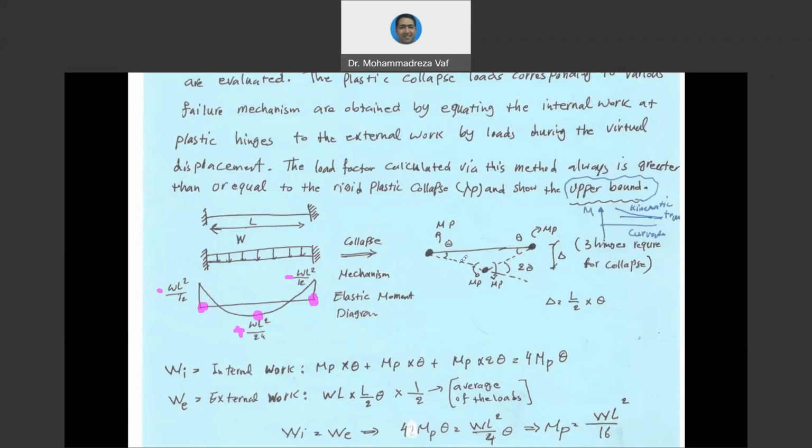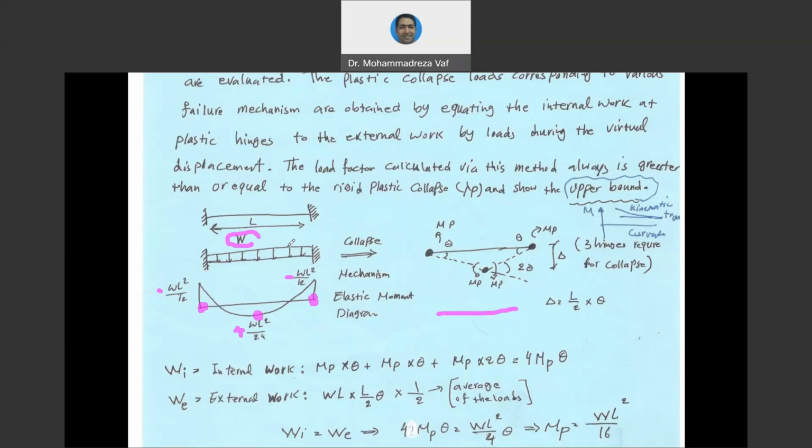So at the time of collapse, this is going to be the deformed shape of our beam. Three plastic hinges have been formed due to this W load, two hinges at both ends and one hinge right in the middle of the span. So these three are not occurring due to the support condition, which is pin. They occur because the bending moment there increases until it reaches the MP value. So right now we know that the bending moment here is MP, here is MP, and here is also MP.